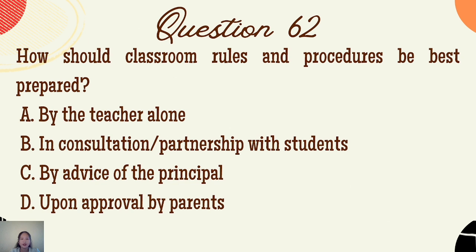Now question number 62. How should classroom rules and procedures be best prepared? The correct answer is letter B, in consultation and partnership with students. So involving students in creating rules increases their sense of ownership and accountability.